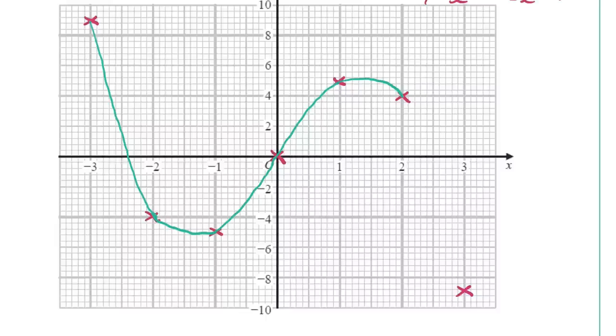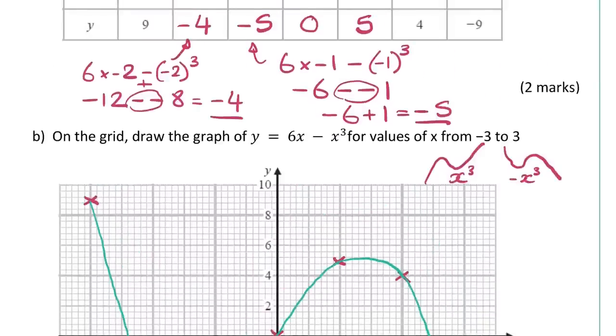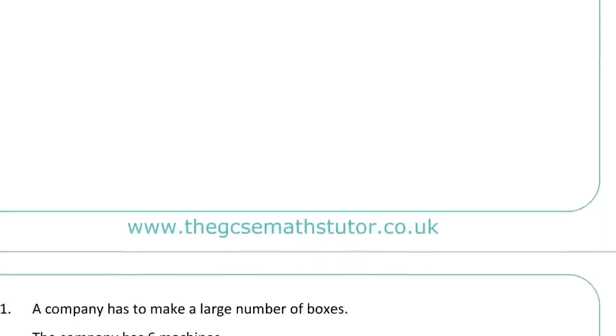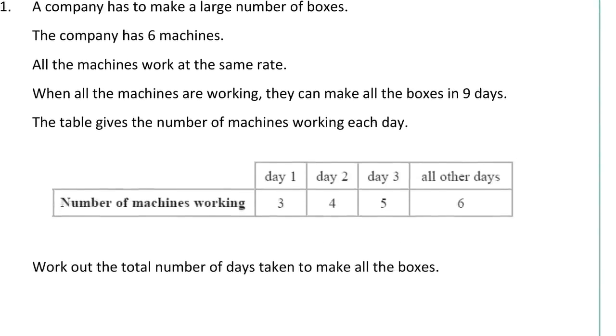I just need that last one nice and neat. And there we go. So there we go. There is my cubic graph, really emphasising going through each coordinate and not using a ruler. And there you go. There's your cubic graph. Just being really careful with those calculations. Much easier when you have a calculator for these ones. So there we go. On to our next one.